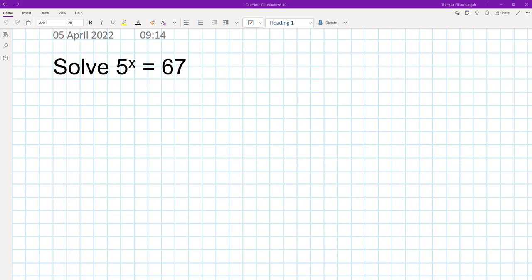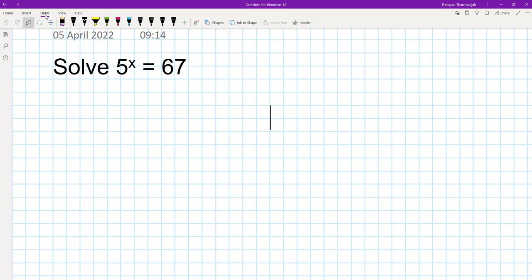Okay, in this video we're going to look at solving log equations. So if we've got an equation in the form 5 to the power of x equals 67, what we do, we take logs of both sides. Now my own preference would be to use the natural log. Some people would have a preference for log base 10. It doesn't matter, it's up to the person working out the question. So throughout my videos I'm going to use the natural log.